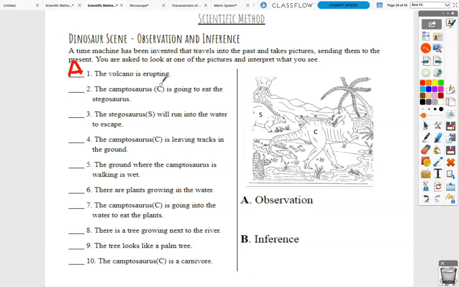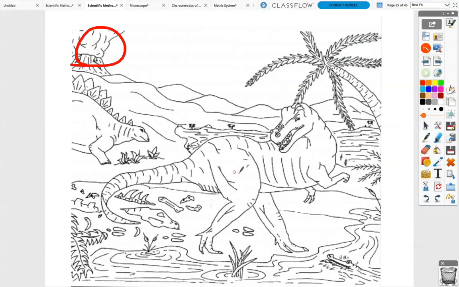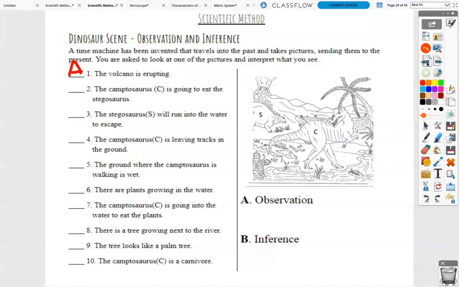Number two, the Compatosaurus is going to eat the Stegosaurus. Now, this guy, Compatosaurus, may end up eating the Stegosaurus since he's a carnivore and he's an herbivore. But is that happening in the picture? If that's not happening in the picture, then that's an inference. We can infer that that may happen, that the Compatosaurus may have the Stegosaurus on his diet, but right now that is not happening.